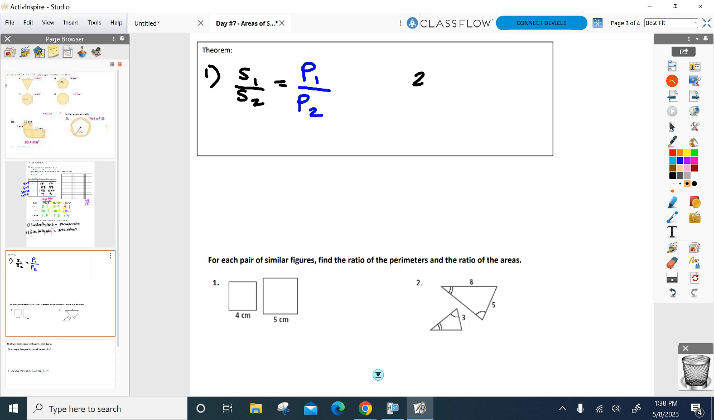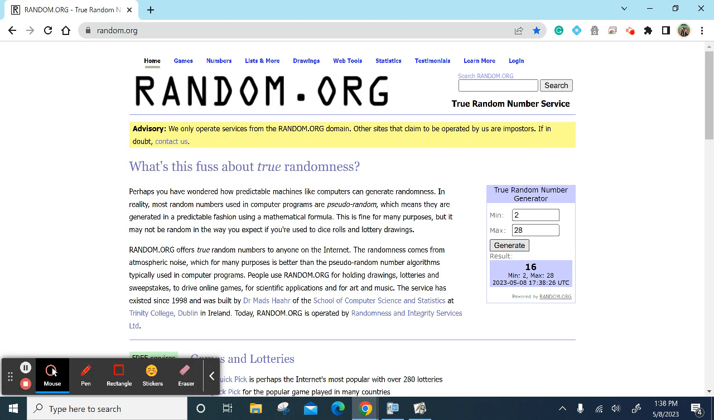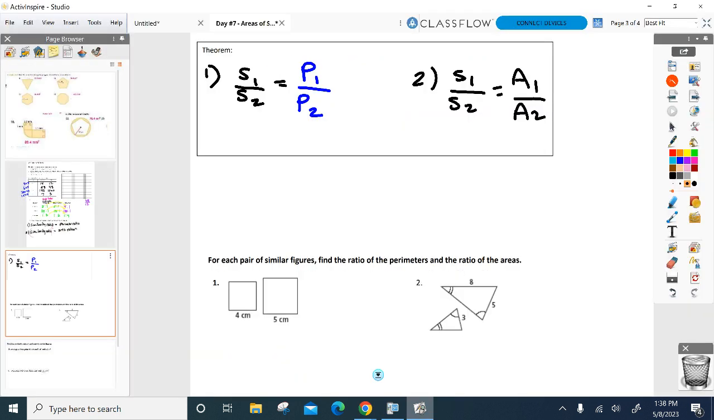All right, if I know the similarity ratio, I also know the areas, but they're not the same, right? What do I need to do to figure out the areas? What do I need to do to my side ratio? Square them. Yep, square each of them, and then you'll get that area ratio. All right?